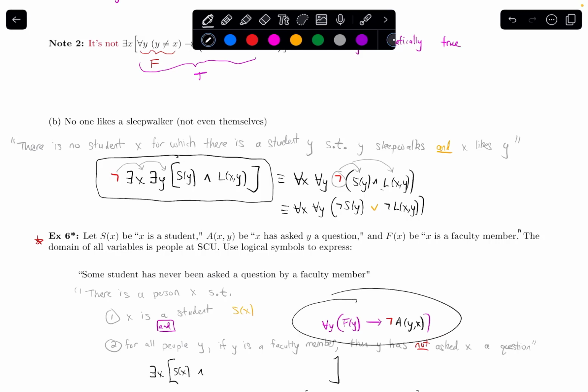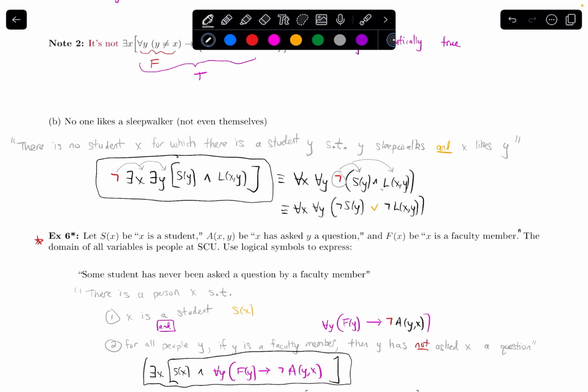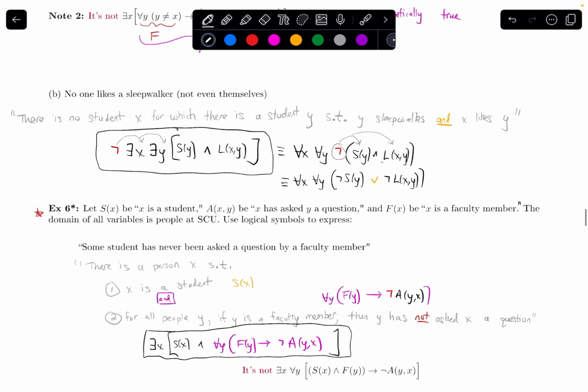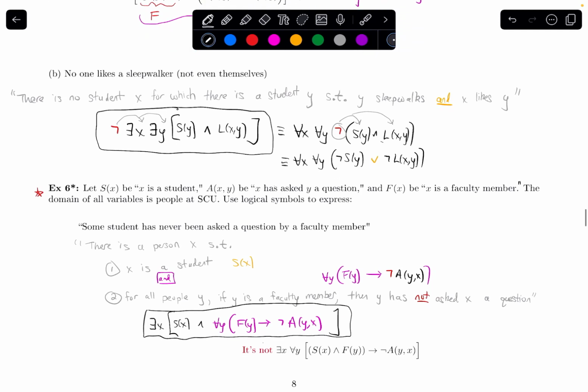So the second part was for all Y, if F of Y, if Y is a faculty member, then that implies it's not the case that Y has asked X a question. And we got it. We got our statement in logical symbols now. And I want to briefly talk about, well, why is this not just the following? Why couldn't I just move this for all Y in front here and write it like this?